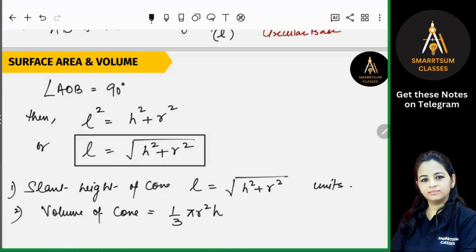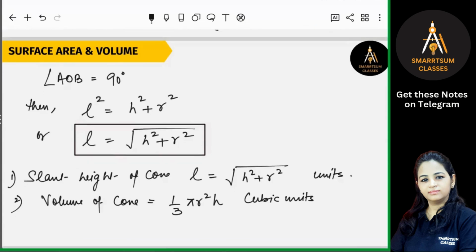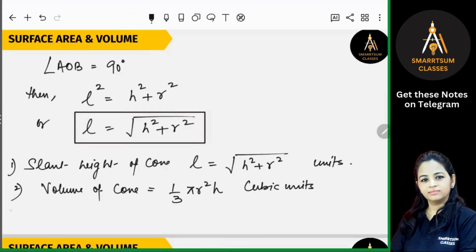This is the formula for the volume of the cone: 1 by 3 pi r square h cubic units. Whatever the units, it is in cube: centimeter cube, meter cube, millimeter cube, right? This is the volume of the cone, where pi is the constant 22 by 7, r is the radius of the base, and h is the height of the cone.